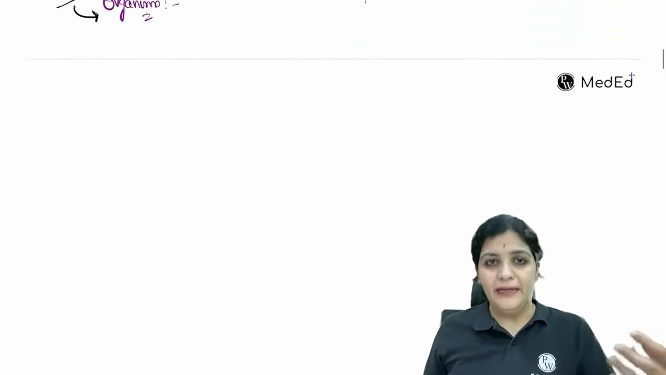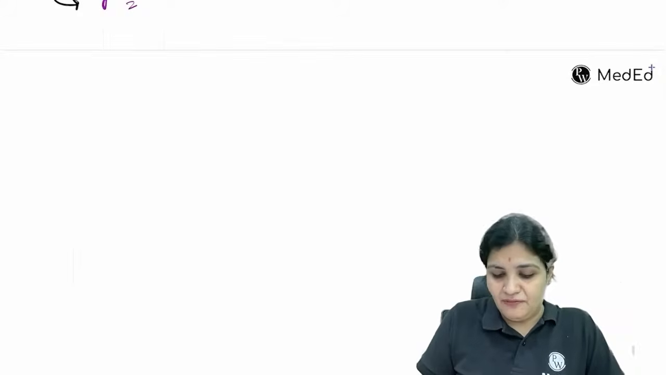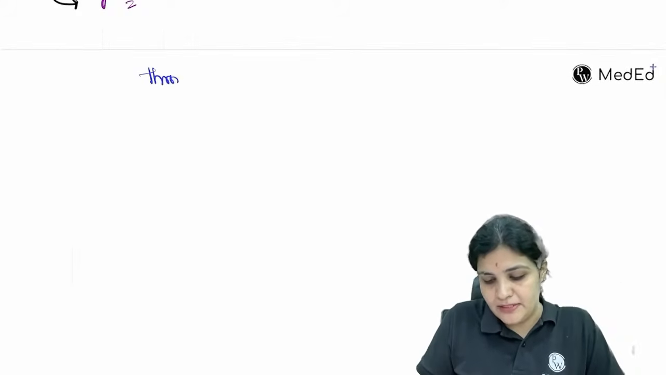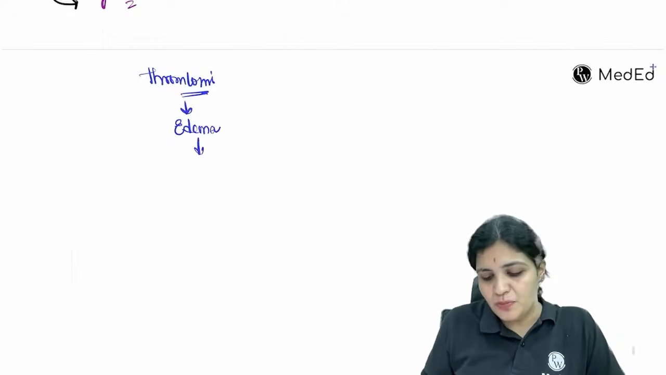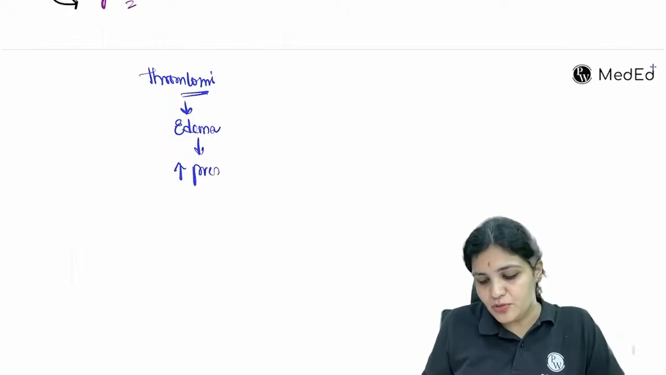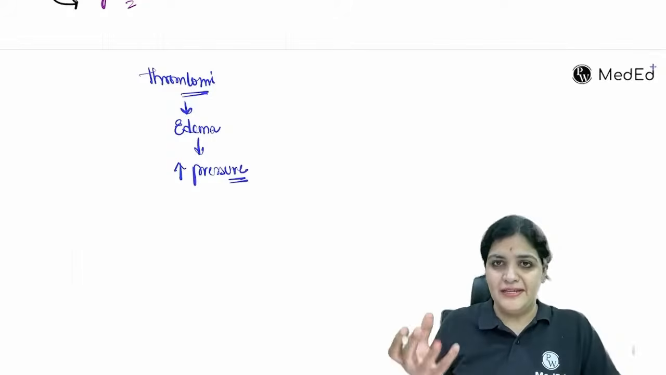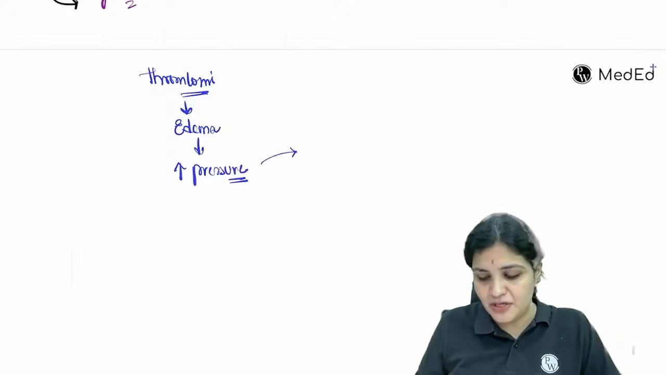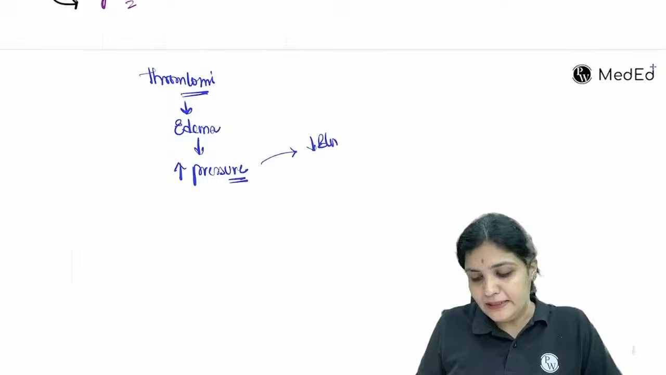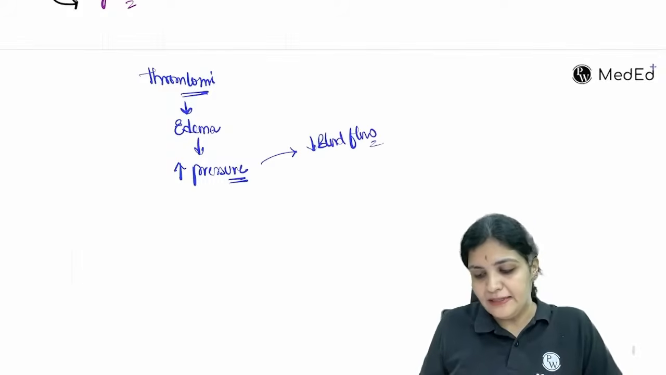Once the organism is multiplying, in the metaphysis it forms small thrombi, and this will result in formation of edema. This edema will increase the pressure in the bone, so the intraosseous pressure rises. Whenever the pressure rises, there is again a decrease in the blood flow.